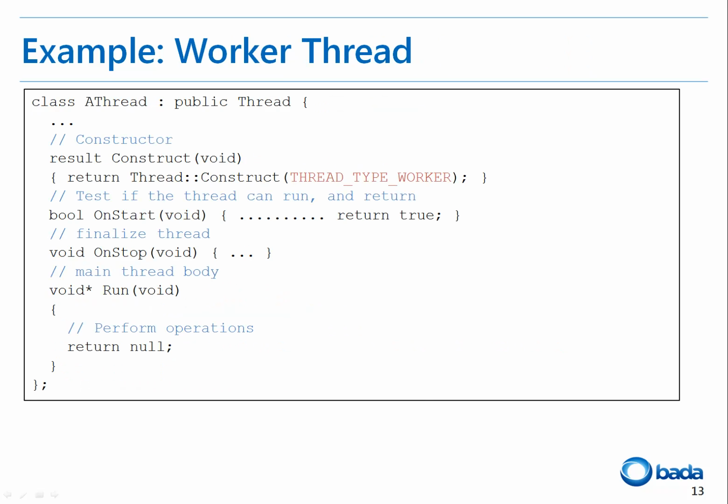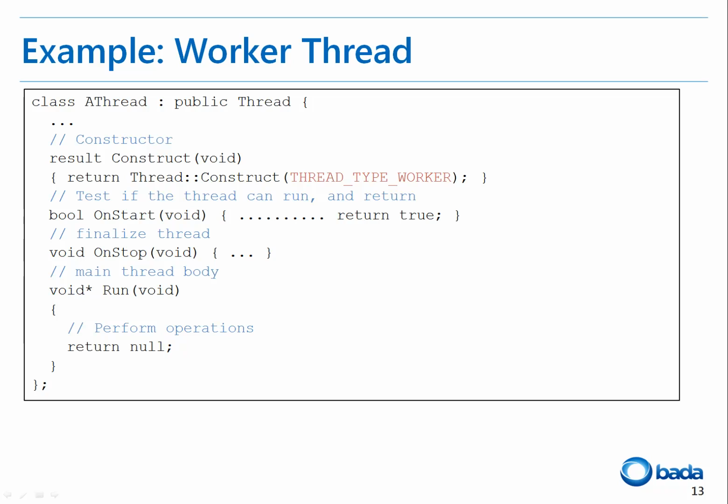This sample code shows how to use the thread class by inheriting the thread class. In general, to use the thread class by inheriting it, you have to implement 4 functions. The first function is the construct function. In the construct function, you have to set the thread to be either a worker thread or an event-driven thread. The next function to be implemented is the onStart function. The onStart function initializes the thread. The next function to be implemented is the onStop function. The onStop function is called when the thread is terminated and returns all the resources created in the thread.